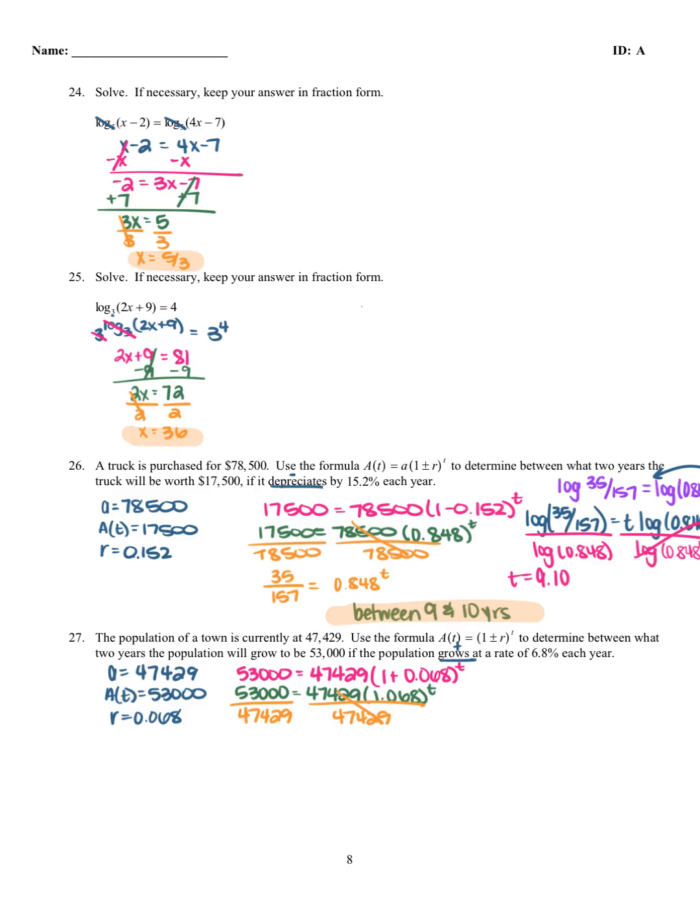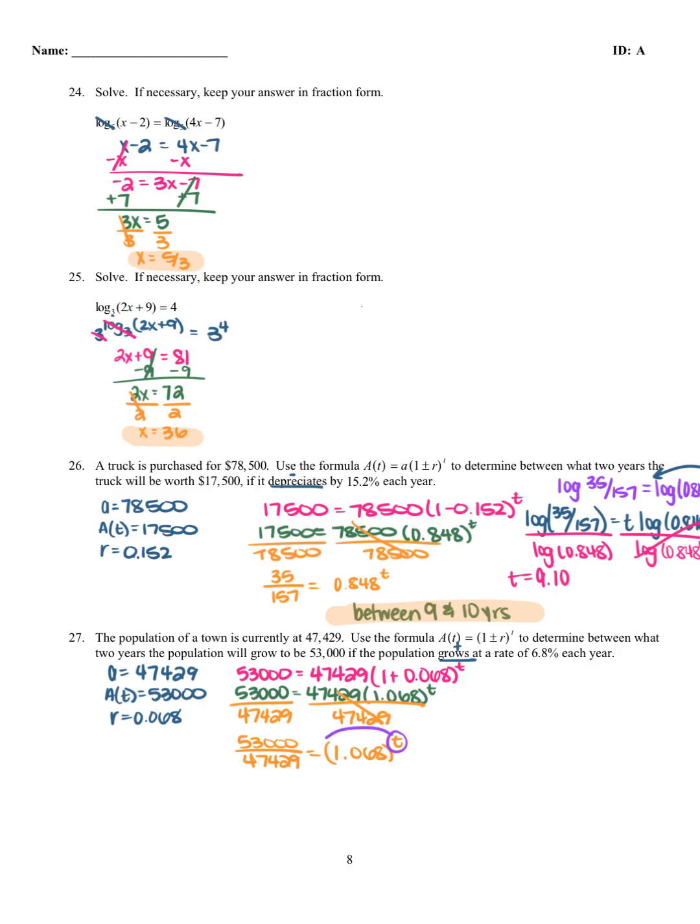So this will give us 53,000 over 47,429 is equal to 1.068 to the power of t.